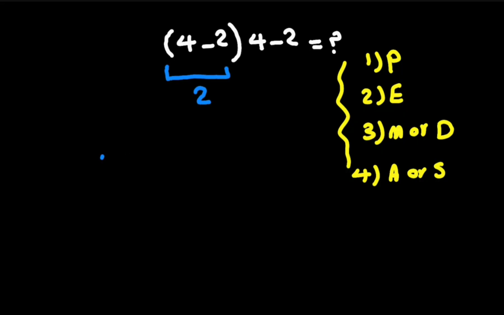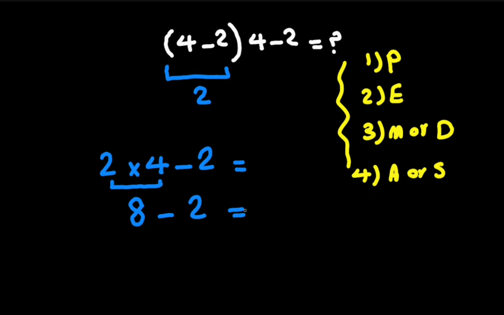Now we have 2 × 4 - 2. We have one multiplication here. So as we know, multiplication has higher priority than the subtraction, so we have to solve this first. Now 2 times 4 gives us 8. And now 8 - 2 gives us 6. The final answer is 6.